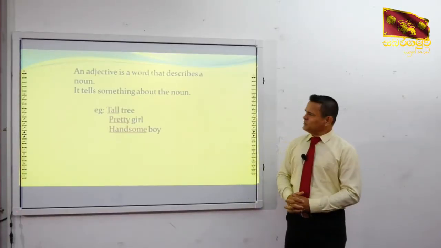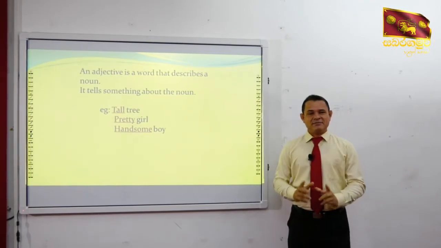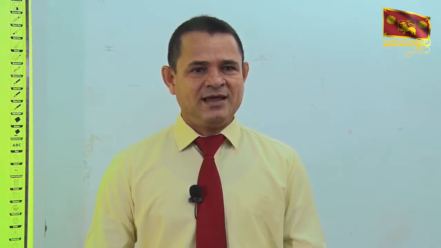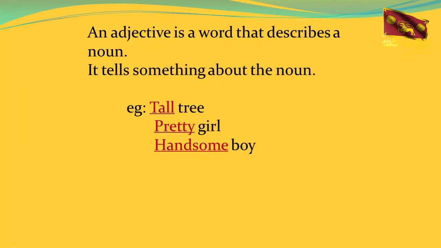An adjective is a word that describes a noun. That's the very basic explanation of an adjective. What is an adjective? An adjective is a word that describes a noun, that qualifies a noun, that tells something about a noun. So it is called an adjective. It tells something about the noun.